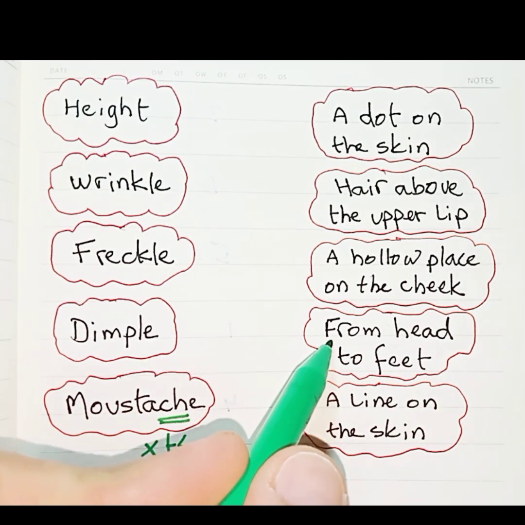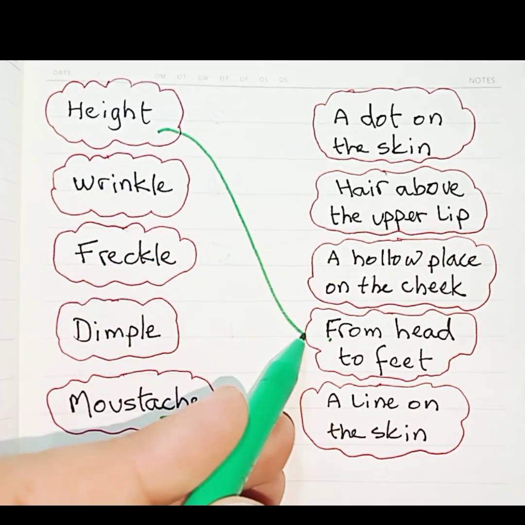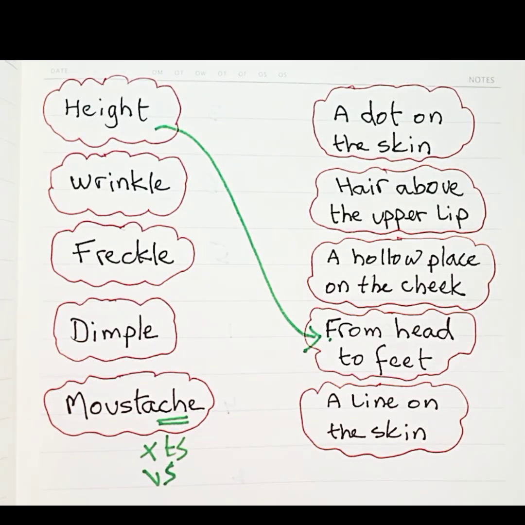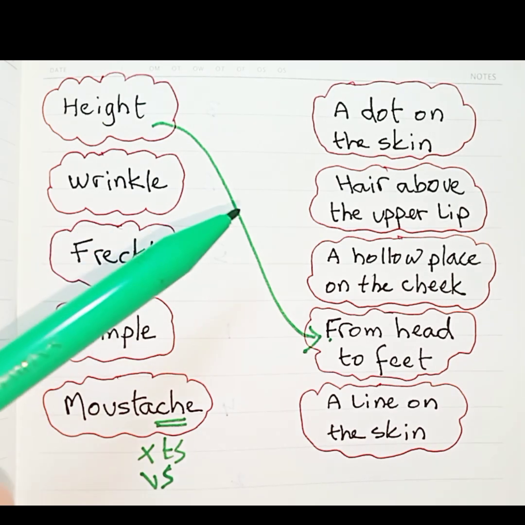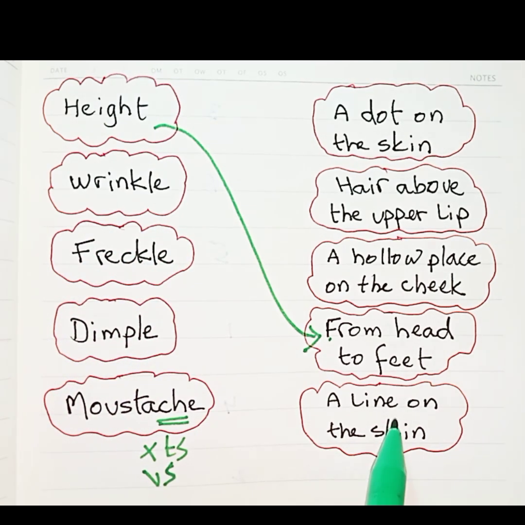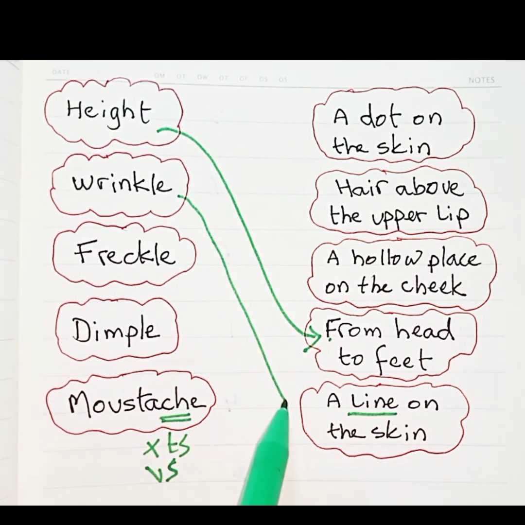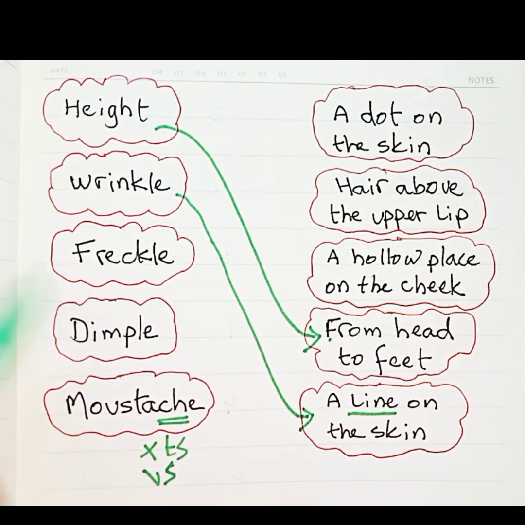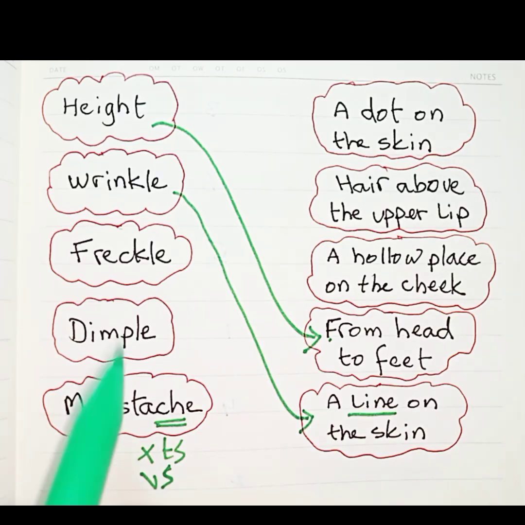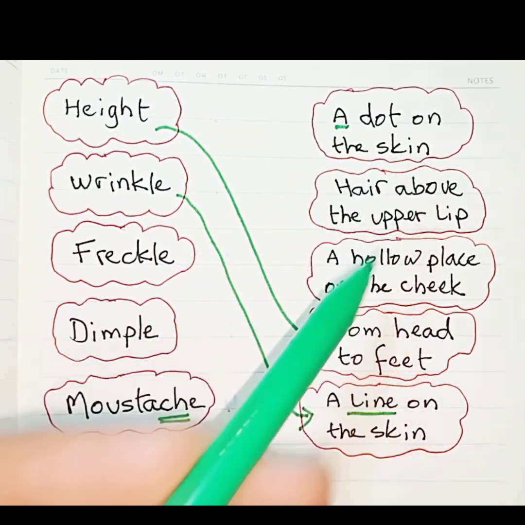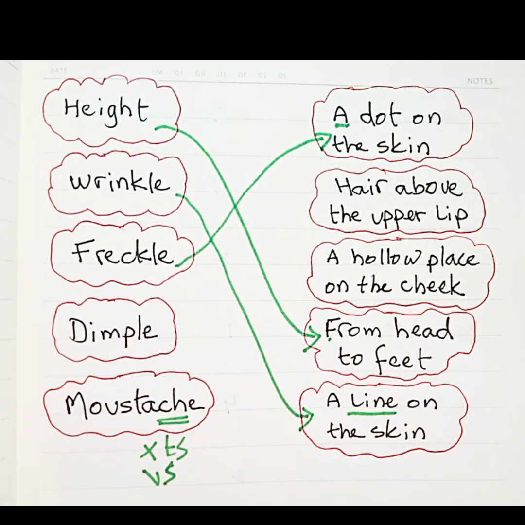We start from the first one. Here we can say from head to feet is height. Height means from head to feet or from head to toe. Wrinkle. What is it, wrinkle? It's a line on the skin. Yes, some lines on the skin, mostly because of aging or other factors. Next word is freckle, which means a dot on the skin.